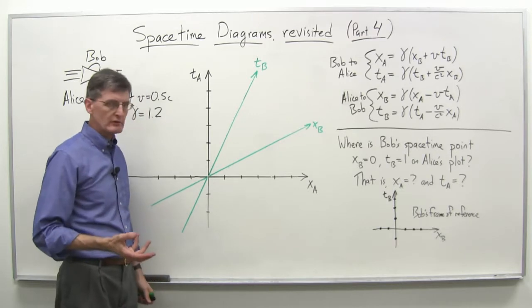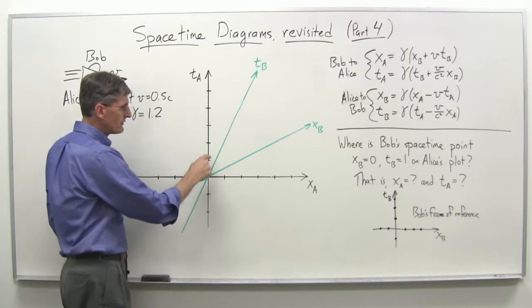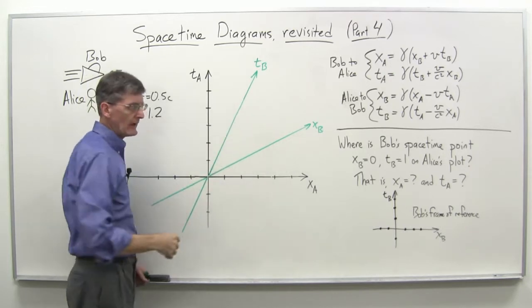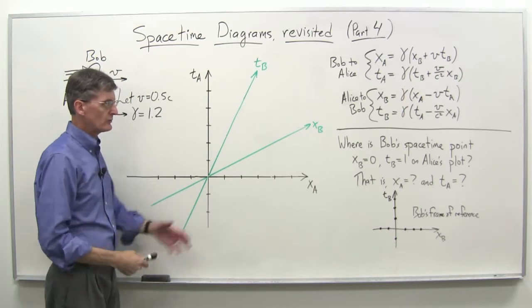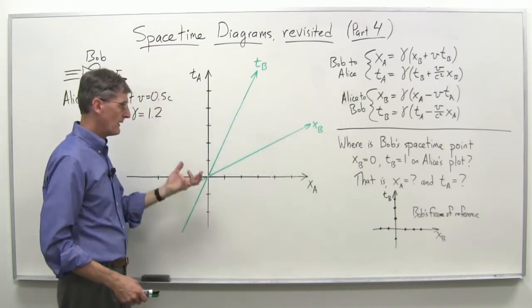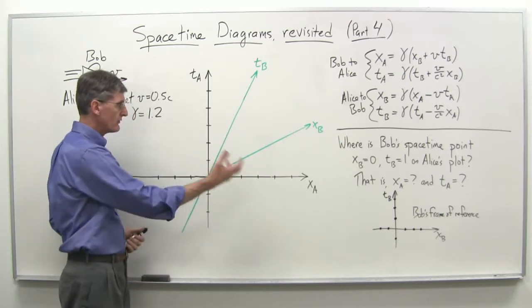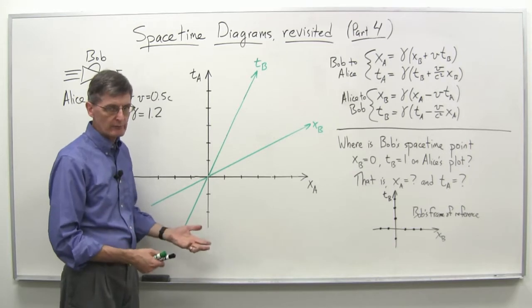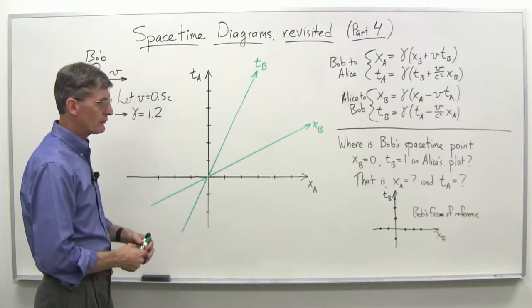And we also mentioned last time that we had to be careful about the tick marks on the axes for Bob here. We can't just draw them in and assume they're in the same location, because we have to go according to the Lorentz transformation equations. And we know that X_A or X_B and T_B do not give us the same numbers in Alice's frame of reference, Bob to Alice or Alice to Bob here. So here's what we need to do.